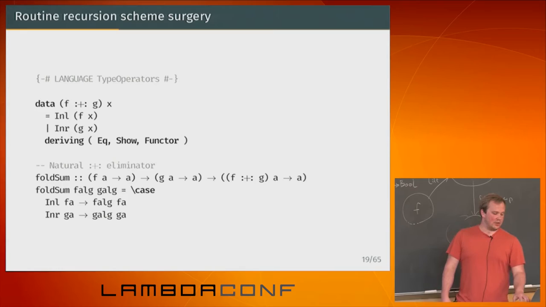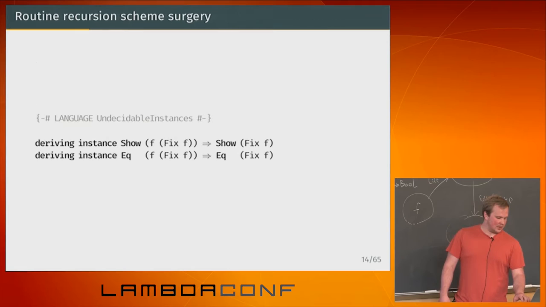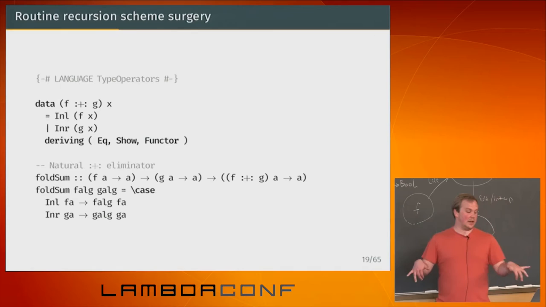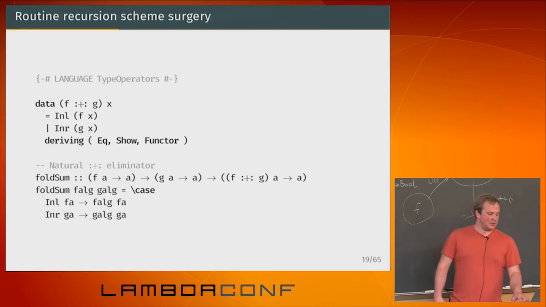We can create the eliminator, the fold sum, which does the exact same thing we're doing back here. This is just fix fold, but instead of operating on a single functor, it operates on a sum. This is just taking an algebra for each functor and sticking them together into the combined algebra, so it's a pretty straightforward thing to do.